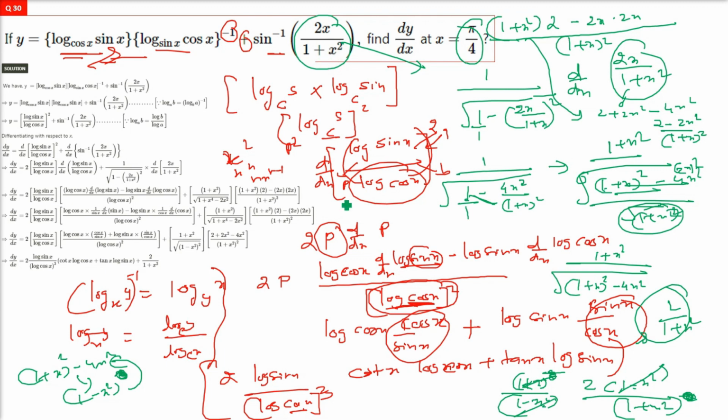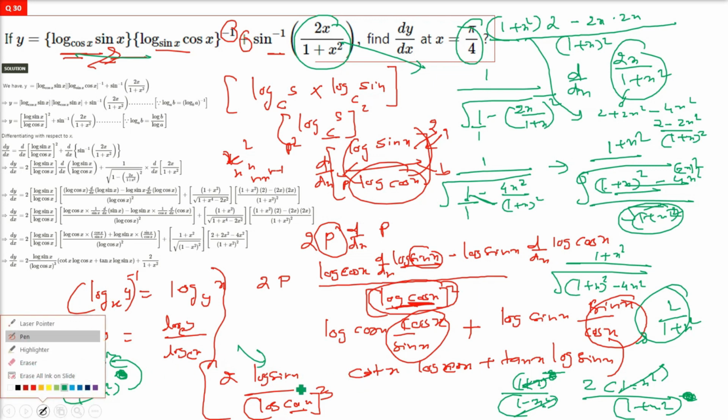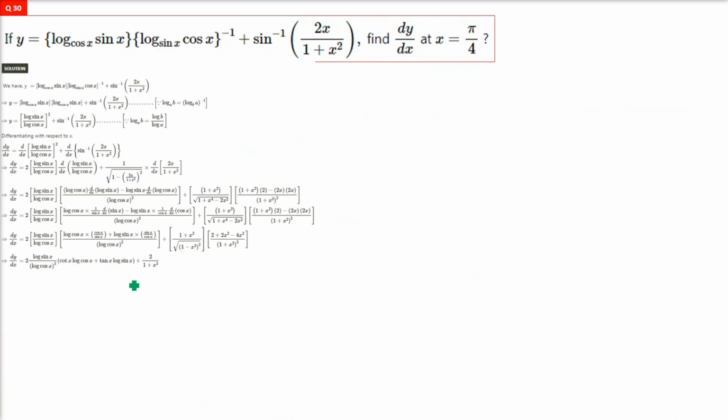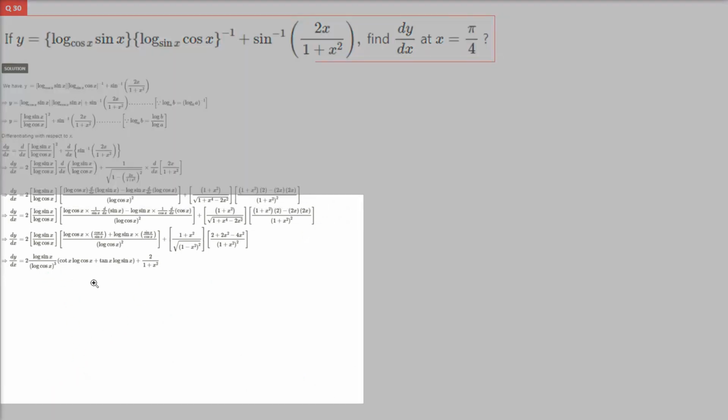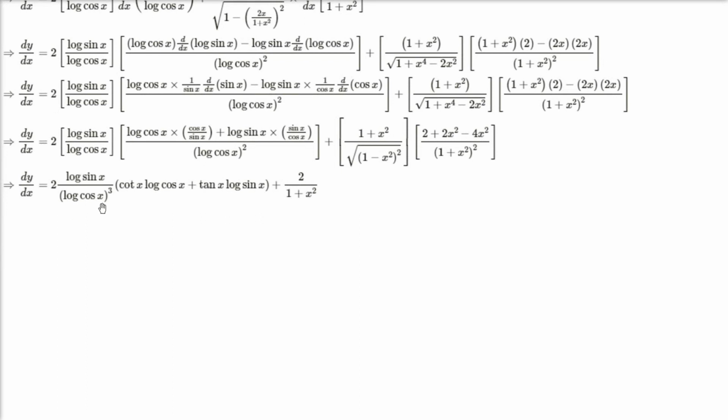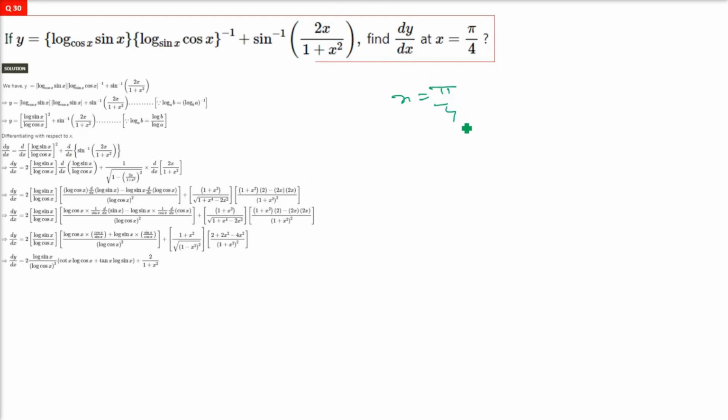So this is the final solution for sin⁻¹(2x/(1 + x²)). So this one is the first solution. Let me remove it. I hope the differentiation is clear to you. So this is the final thing I have written. This we already got. Now, as in the previous question we have done, we just have to replace wherever x is by π/4. Remember, π/4 is 45 degrees. Sin 45 and cos 45 are 1/√2, and tan 45 and cot 45 are 1.